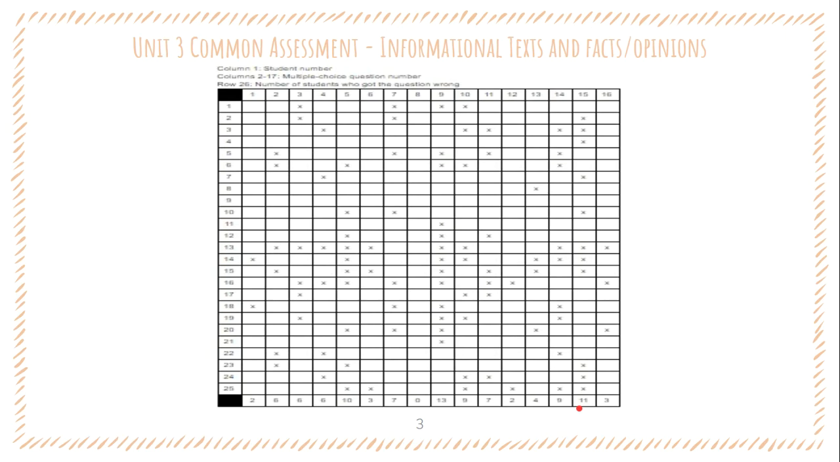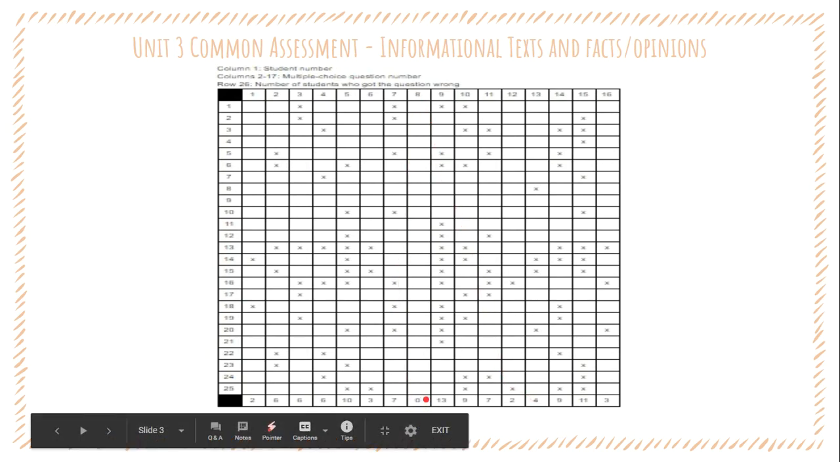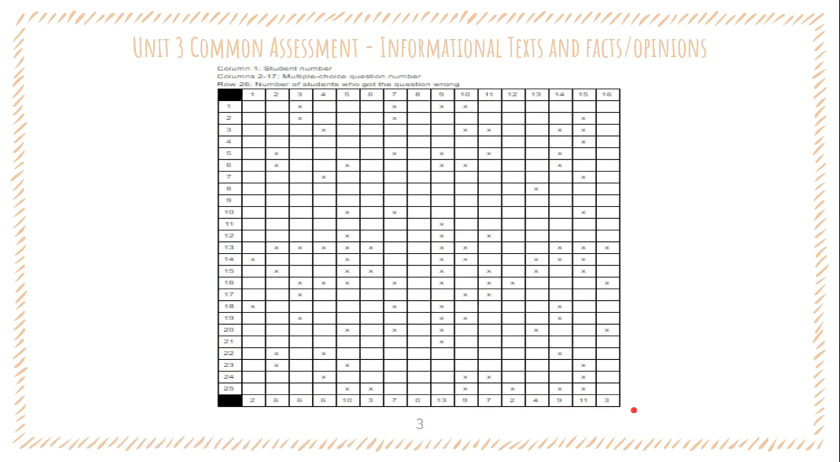So this table made it really obvious to me which questions they were getting wrong and which questions they were doing well on. If you look at question number 8 here, every single student got question number 8 correct. So I'm good with that. Questions 1, 6, 8, like I said, 12, 13, and 16, they all did really well on those.